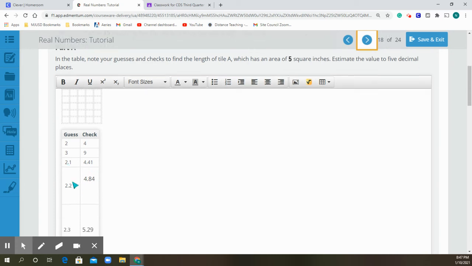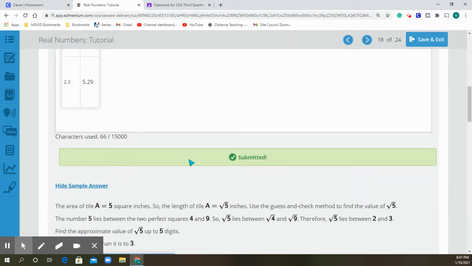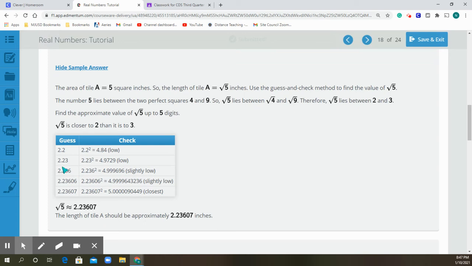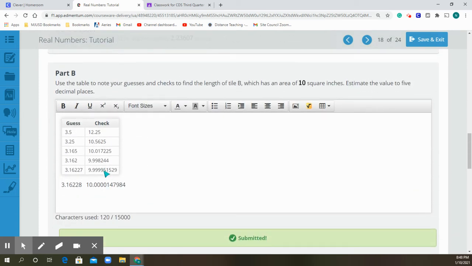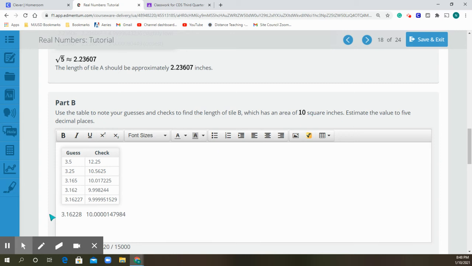So then I put in all these guesses, and all I do is 2.3 times 2.3 equals 5.29. So I'm still too high. If I look at the sample answer, I get all these guesses that just get closer and closer and closer and more zoomed in until we get really close. The square root of 5 is approximately 2.23607 inches. We do that for 10 square inches as well.